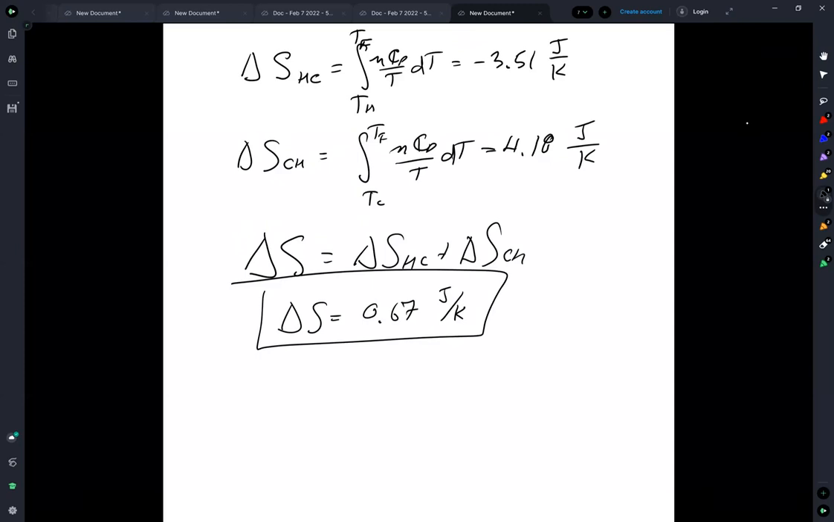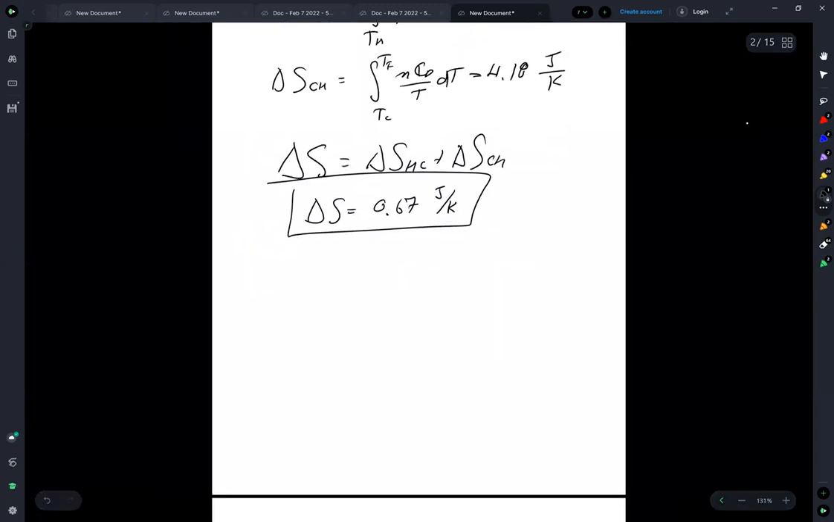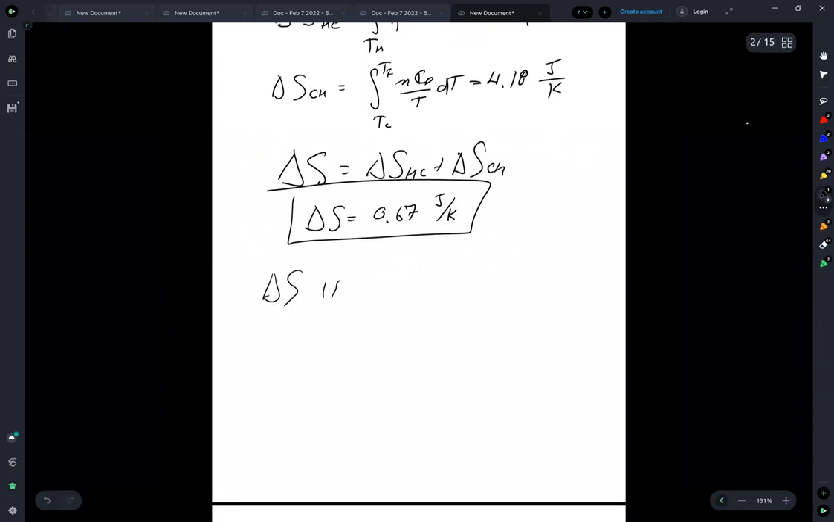Okay, so we've got a net increase in the entropy, and this is entirely consistent with the second law. This is what we expect to see, and is showing that delta S is toward maxima. And this is an irreversible change.